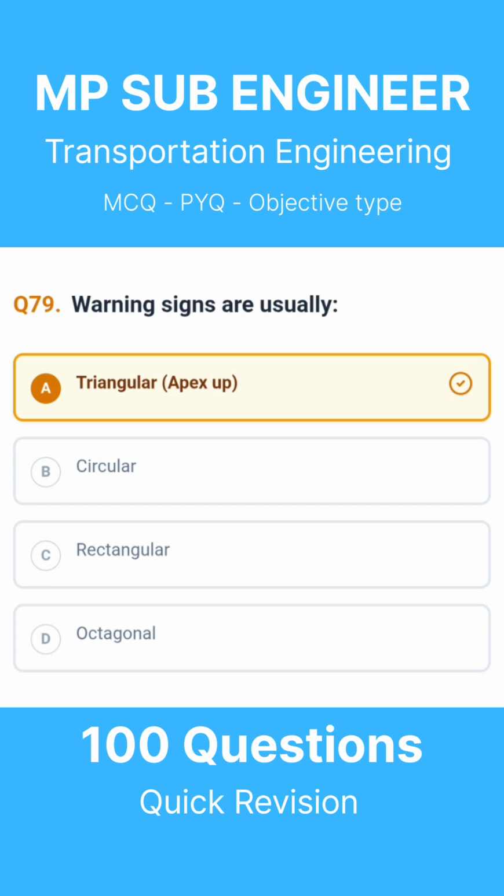Question 79. Warning signs are usually. The correct answer is triangular, apex up. Question 80. The stop sign is. The correct answer is octagonal. Question 81. The give way sign is. The correct answer is inverted triangle.